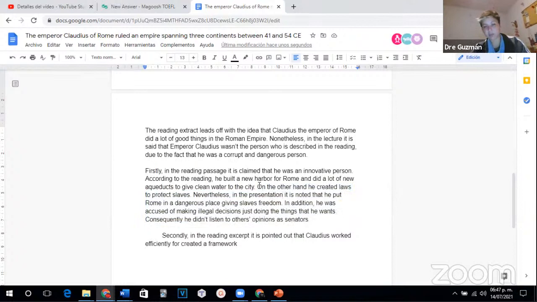So esto porque está muy completo, but I feel it can be a little more concise para ahorrar tiempo. Secondly, in the reading, it is pointed out that Claudius worked efficiently for creating a framework. Y bueno, ahí queda. Hasta ahí, though, the structure, good use of structure, a little bit, un poco esos detalles de the grammar, but otherwise, buena respuesta.